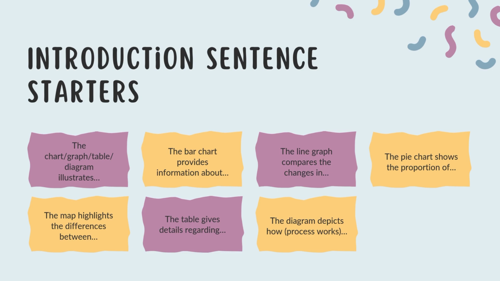So here are some introduction sentence starters to help you along. The chart, graph, table, diagram illustrates. The bar chart provides information about. The line graph compares the changes in. The pie chart shows the proportion of. The map highlights the differences between. The table gives details regarding. The diagram depicts how, and then stating the process works.